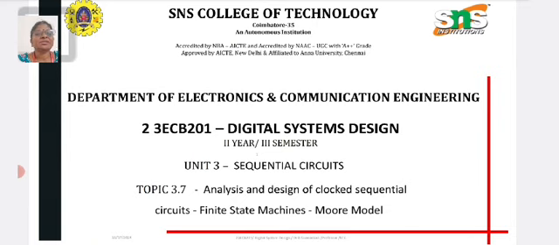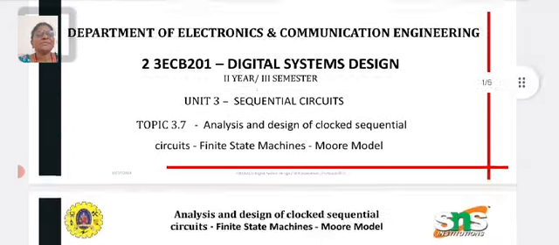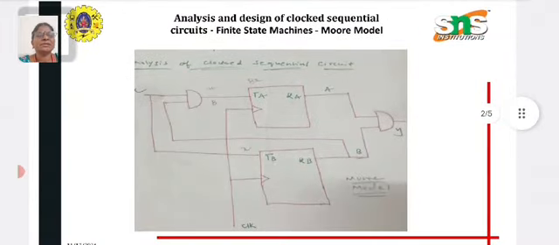In the previous session, we discussed the Mealy model. In this session, we are going to discuss the Moore model. So let us see the difference between the Moore model and the Mealy model. First of all, I have taken the same circuit here, an analysis of clocked sequential circuits.